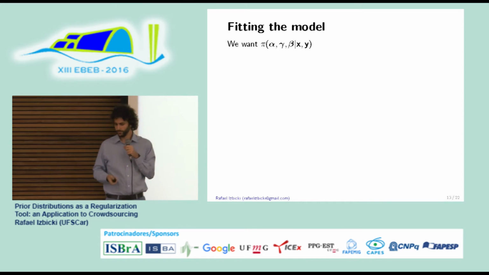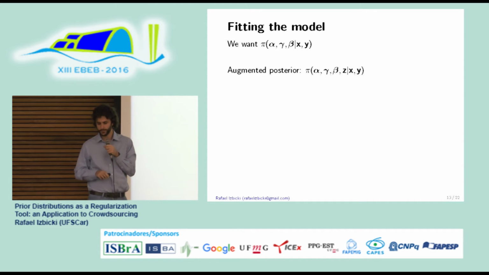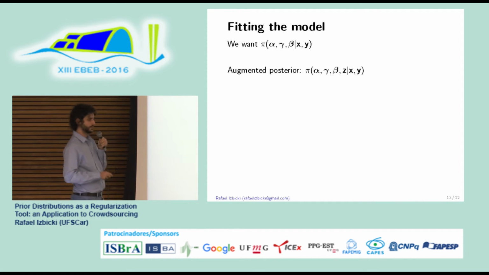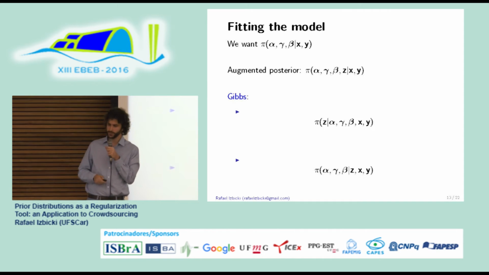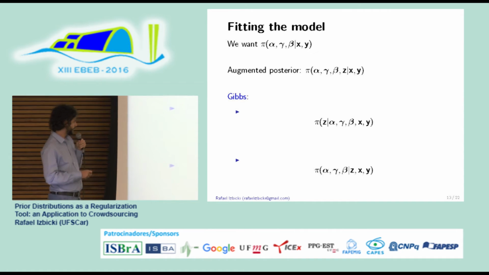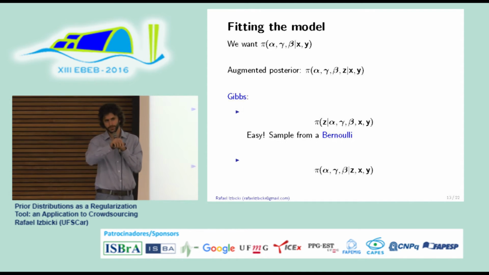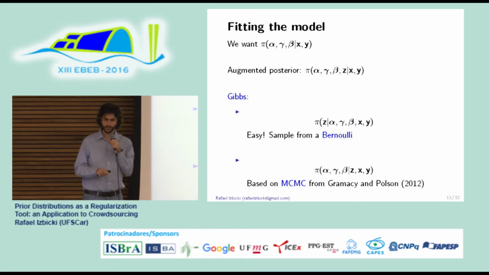Now, to fit the model, all we want to do is to get the posterior. Here we can't get an easy analytical expression for the posterior, so we work with the augmented posterior, which is much easier. We sample from the augmented posterior, including the Z's, the unobserved labels, which are our missing data. And for that, we can use a Gibbs sampler, which is very easy in this problem. Just to give a quick idea, the posterior of the labels, given everything else, is just a logistic regression. That's what I stated before. So we can sample from it using a Bernoulli with different parameters. And for the second part, the posterior probability of the parameters, given everything else, we used an MCMC.